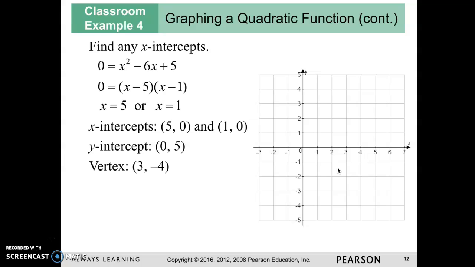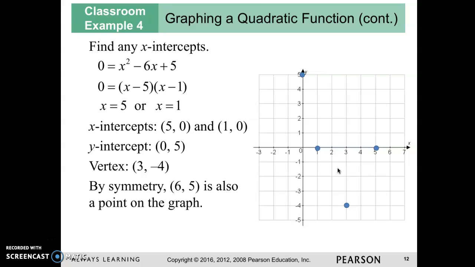The vertex is (3, -4), so I'll go ahead and plot that. I have x equal 1, 0. I have x equal 5, 0. And then (3, -4). And then I also have this other point, (0, 5). Therefore, I will connect the dots. This is the axis of symmetry. (6, 5) is also a point on the graph because of symmetry. This is the graph.